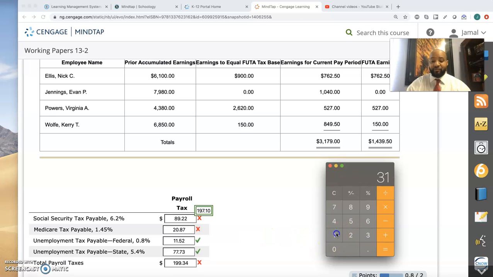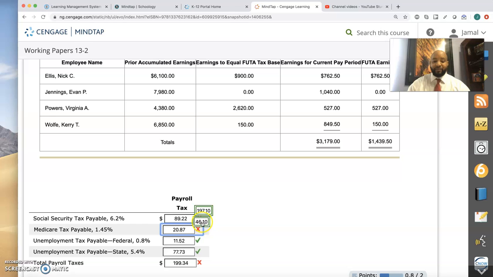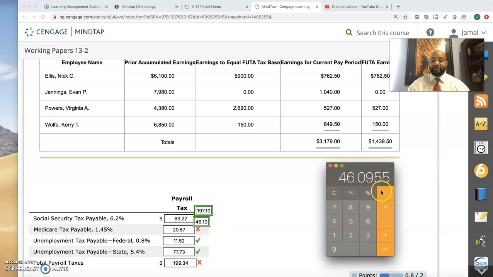We take $3,179. Where did I get this number from? Remember, that's the total of the earnings for the current pay period. That's how much we paid. That's how much we have to pay our taxes on. Medicare is 1.45%, so we're going to go times 0.0145. That's equal to $46.09, but we have to round it up with this 5, so it's $46.10. Let's click on that and see if that's right. $46.10. Absolutely perfect. Great. We're moving, cooking with fire.